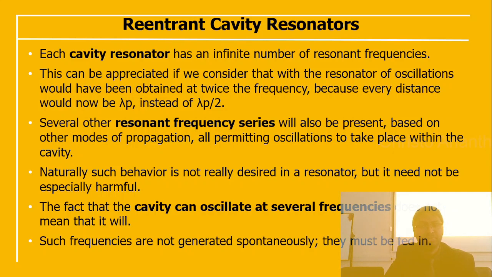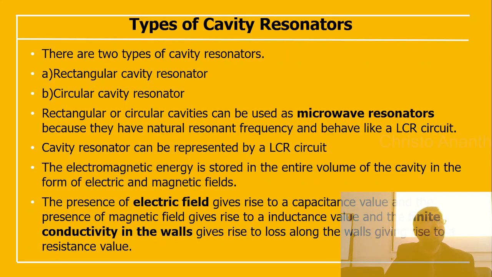There are two types of cavity resonators: rectangular and circular. Rectangular or circular cavities can be used as microwave resonators because they have natural resonant frequencies, and they behave like an LCR circuit: inductance, capacitance, resistance. The cavity resonator can be represented by an LCR circuit, and the electromagnetic energy is stored in the entire volume of the cavity in the form of electric as well as magnetic field.